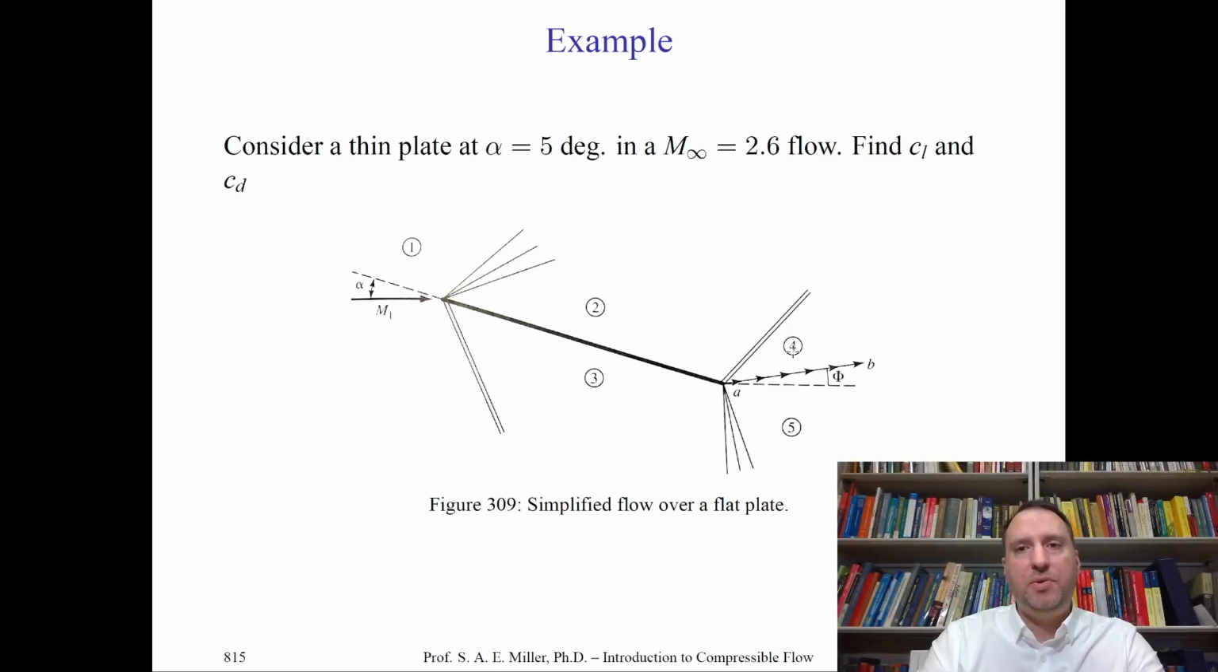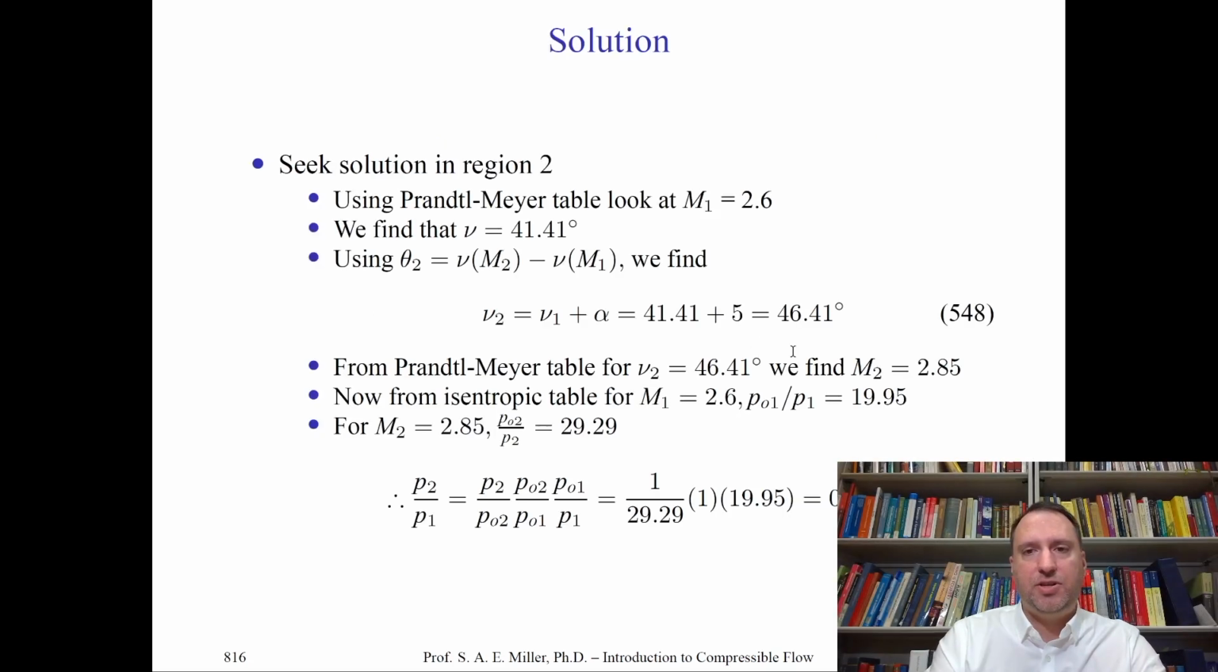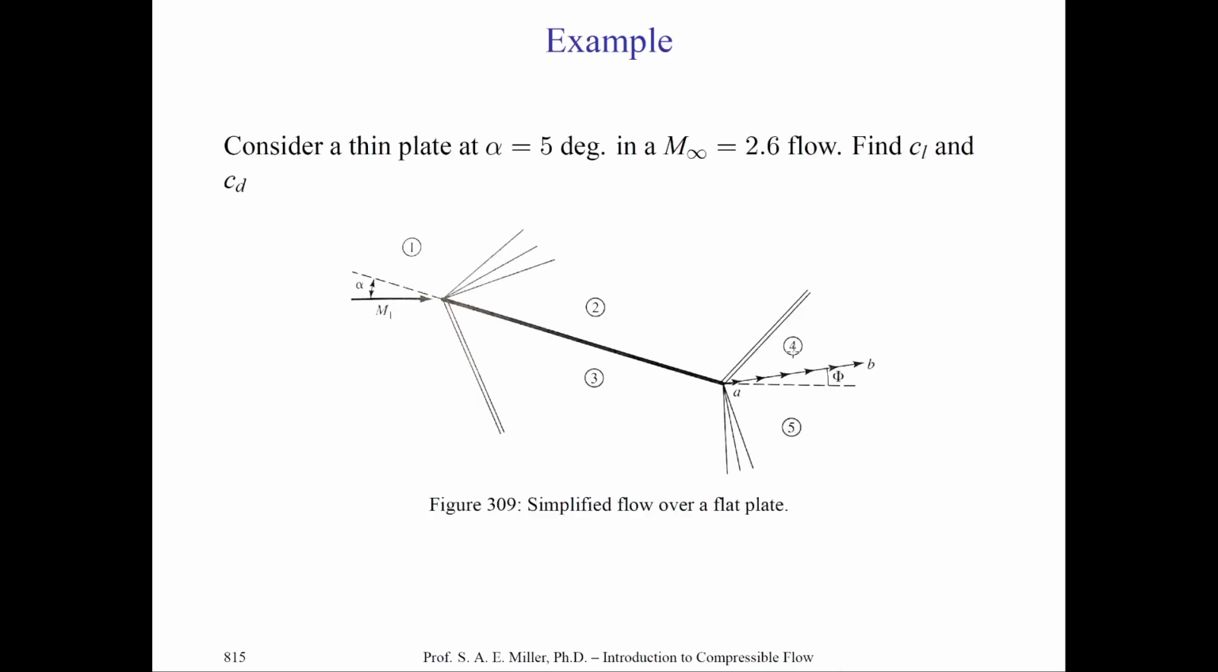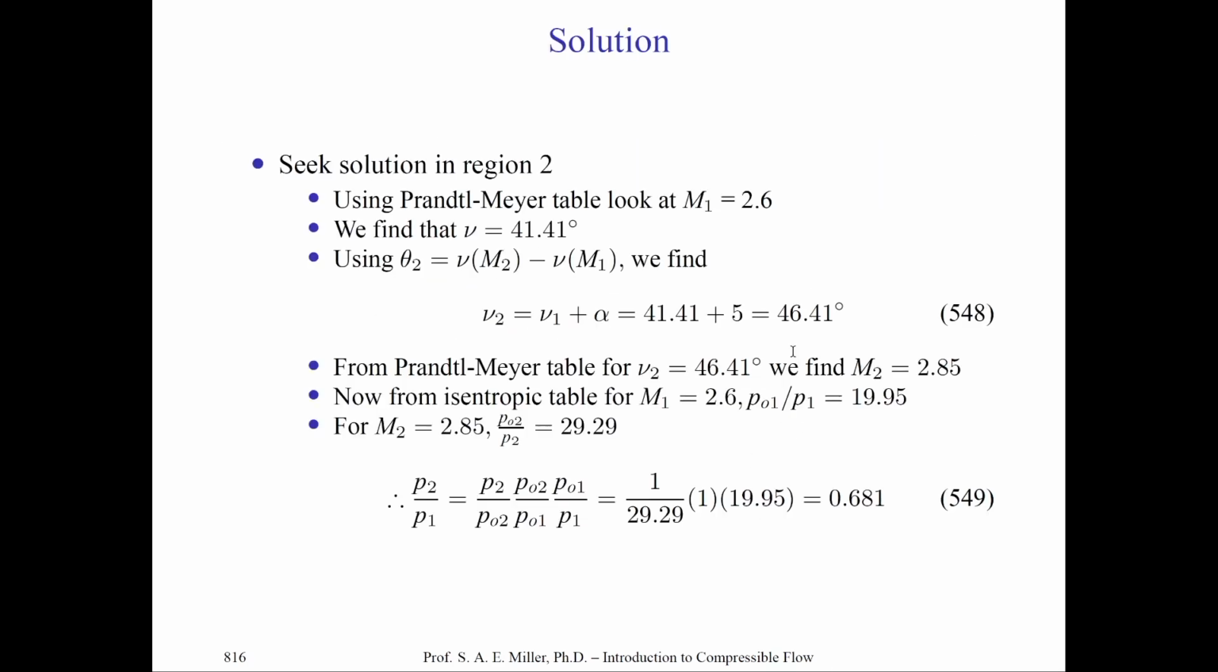So the question is, how do we find CL and CD from this case? Let's try that now. We'll first seek the solution in region 2. You'll see in region 2, from 1 to 2, we know the flow in 1. We'll have to find, through a Prandtl-Meyer expansion, a table lookup at Mach 2.6. You'll find the appropriate Prandtl-Meyer function of 41.41 degrees. We have a flow deflection angle of 5 degrees. We use theta, the turning angle, goes as the difference of the Prandtl-Meyer functions.